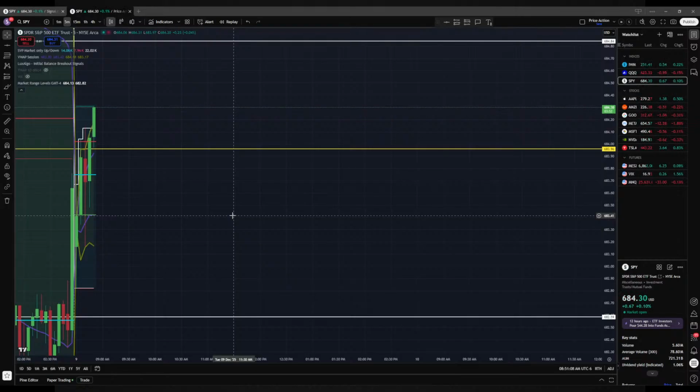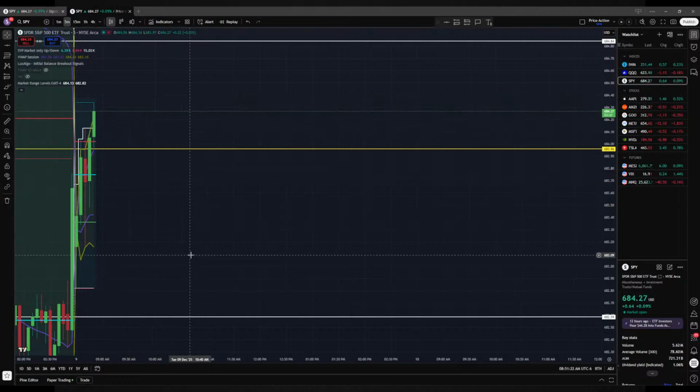All right, so I'm liking how this is looking. Still got 4 minutes left on this candle, but you can see it's pushing our initial balance up higher. And again, that initial balance is not going to be set in stone until 9:30 Central Time. So that's why it's moving.